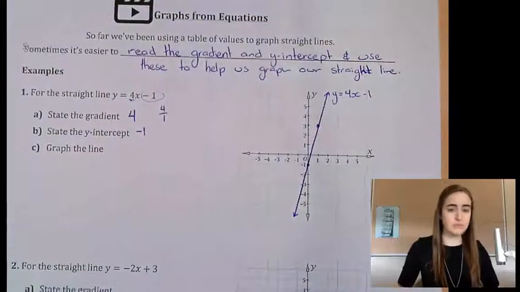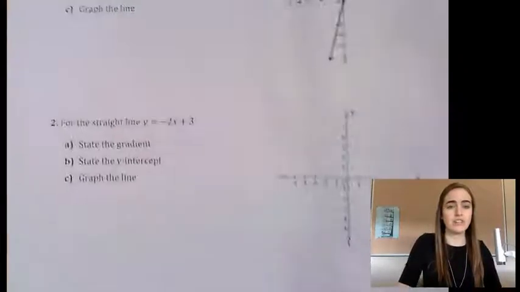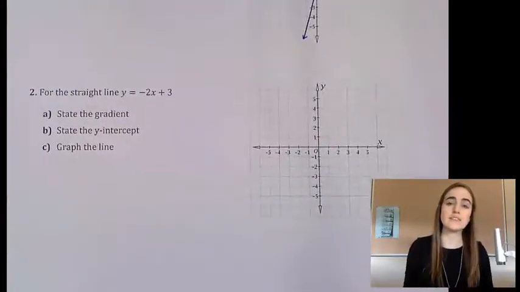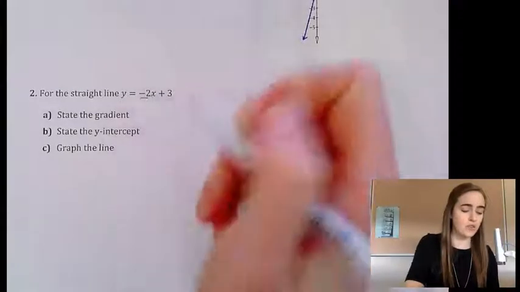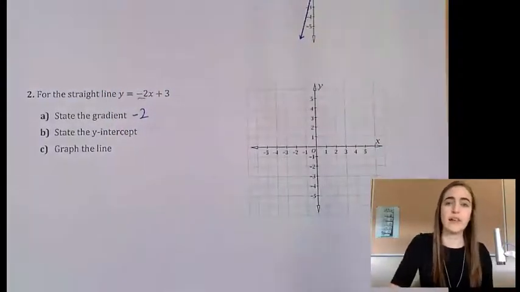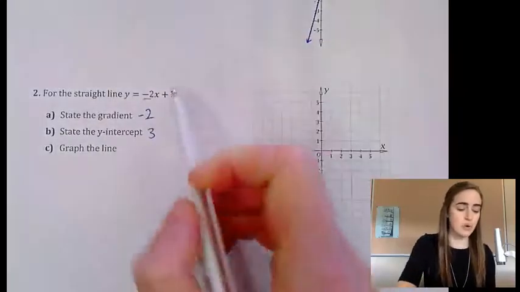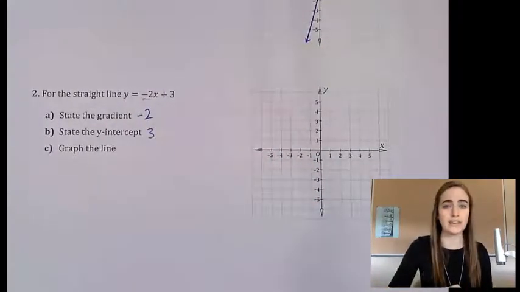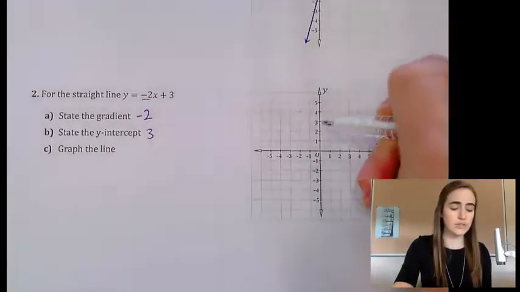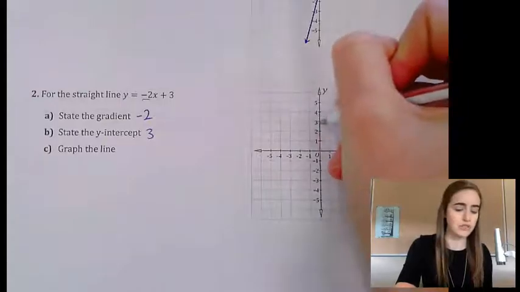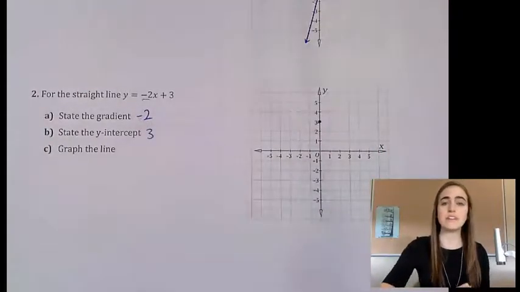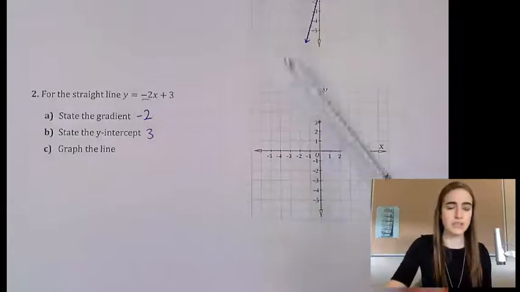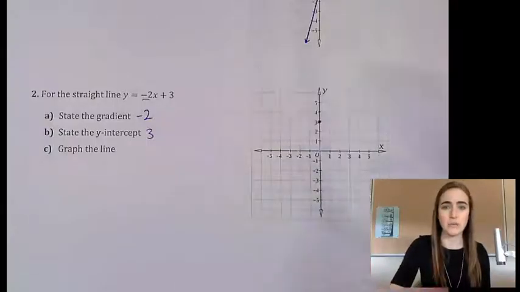All right, one more example. So in this one, we've got the straight line y equals minus 2x plus 3. Our gradient would be that coefficient, so minus 2. Our y-intercept would be that positive 3, the constant term on the end. We're going to start with our y-intercept, so we know that our line is going to pass through this point just here. And we know that it has a gradient of minus 2, so keeping in mind that because it's negative, it's going to go up this direction somewhere.